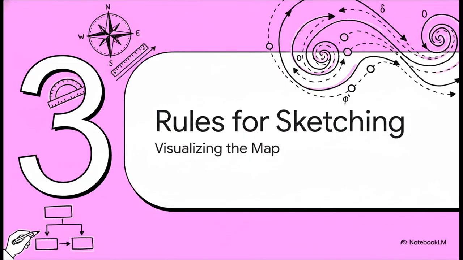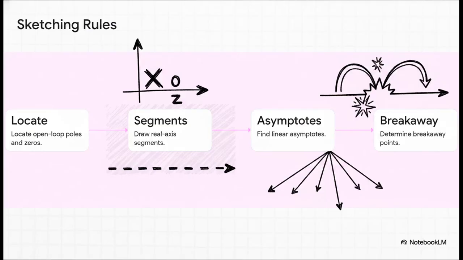Let's get into section 3, rules for sketching. Instead of just guessing, Evans gave us a really beautifully structured visual recipe. Step 1, locate your open loop poles and zeros. Step 2, sketch the segments on the real axis. Step 3, draw linear asymptotes. Think of these as the highway lanes shooting off into infinity. And step 4, figure out the breakaway points, which is where the paths actually crash together and launch off the real axis. It turns an entire textbook of algebra into 4 completely manageable visual steps.